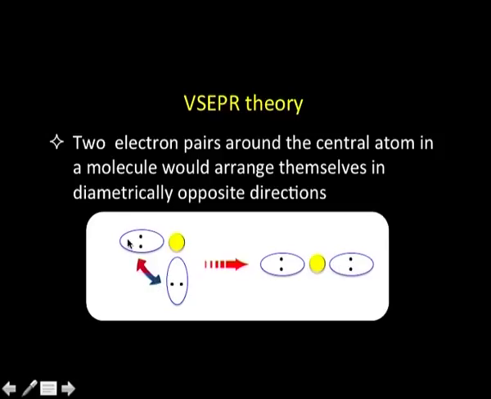That means they will repel to such an extent that these two pairs are diametrically opposite to each other, because for two electron pairs, this is the most stable possible configuration, and this refers to what is called a linear geometry. That means if a molecule has only two bond pairs of electrons around the central atom, then this molecule is likely to be a linear molecule.